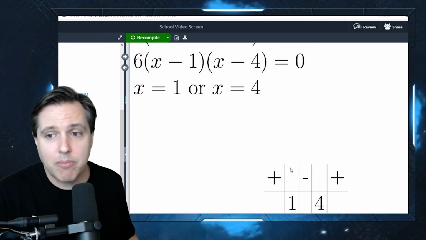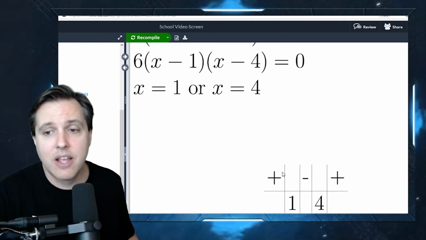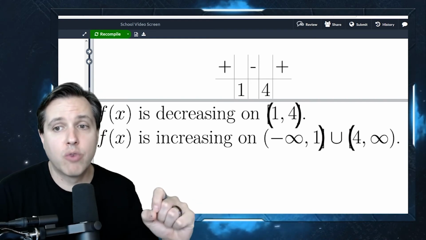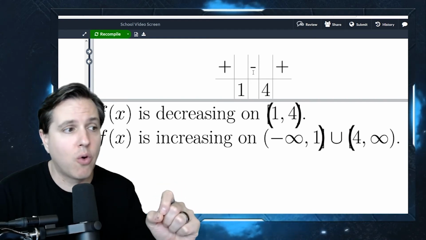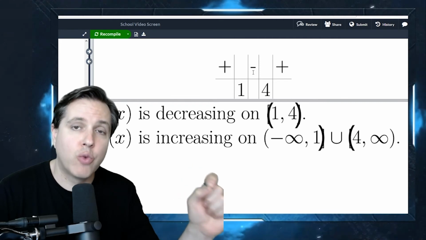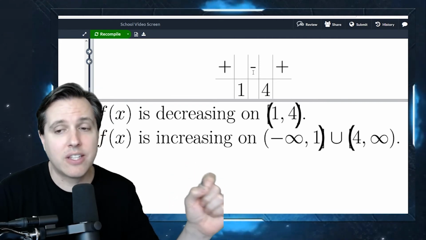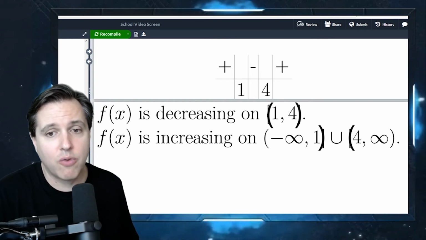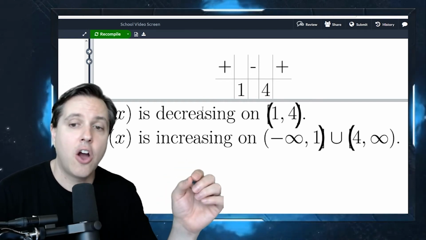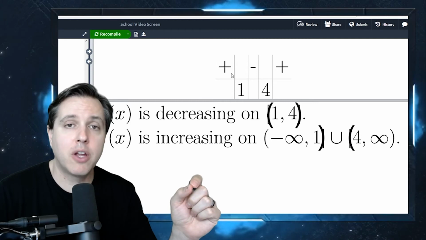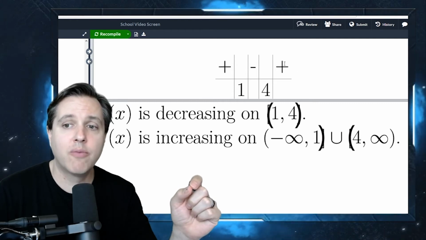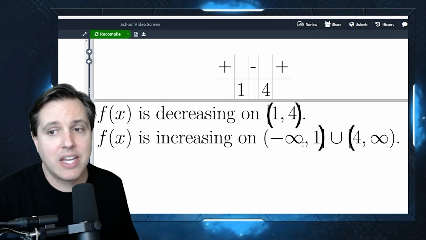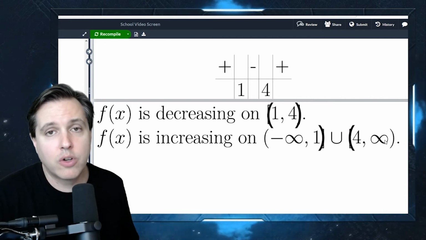So if we do that, we get plus, then minus, then plus. Reading this, we can see that our derivative is negative between 1 and 4. That means that our original function is decreasing from 1 to 4. So that's our conclusion here: f of x is decreasing from 1 to 4. And our derivative is positive from negative infinity to 1 and from 4 to infinity. So our conclusion is that f of x is increasing on negative infinity to 1 and 4 to infinity.